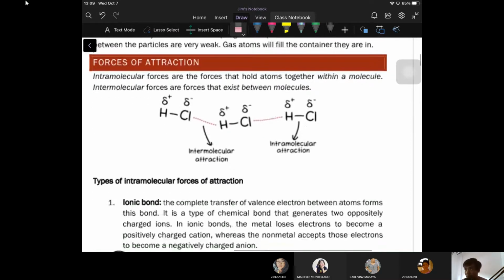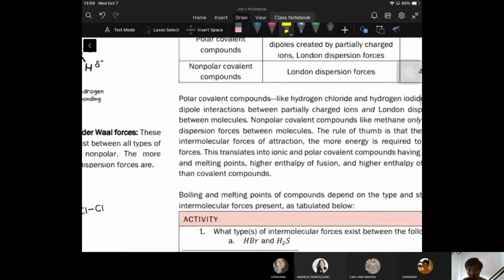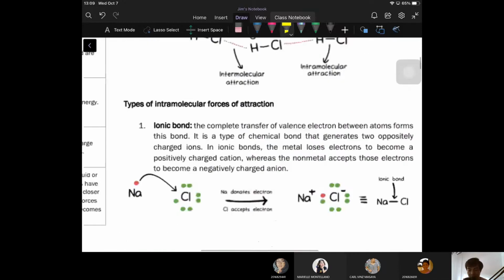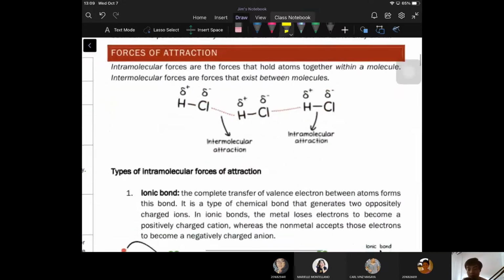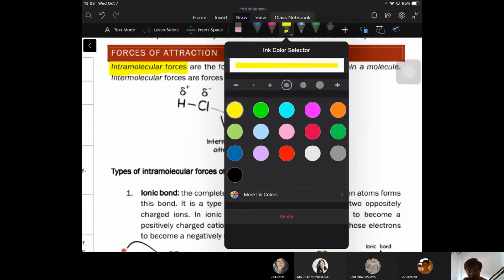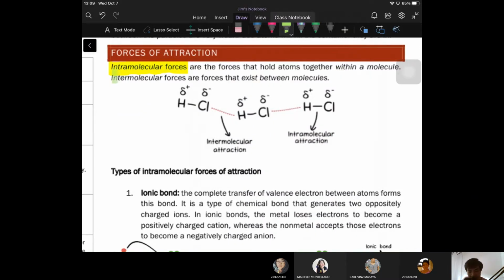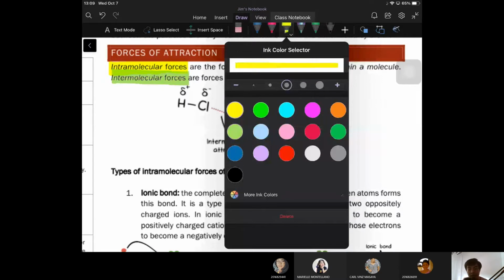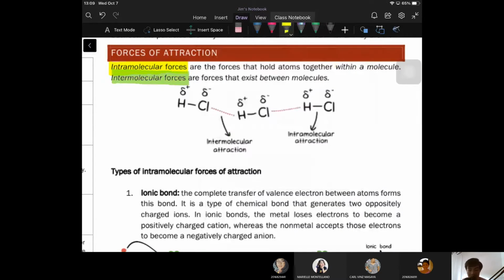Anyway, so punta tayo, forces of attraction tayo. So may dalawang uri ng forces of attraction, no. In chemistry, we have two types of attractive forces. Ayan. So we have the intramolecular forces, and the palitan ko ng color, and we have the intermolecular forces na. So may dalawang uri ng attraction sa ating atoms and molecules. We have intramolecular and intermolecular.